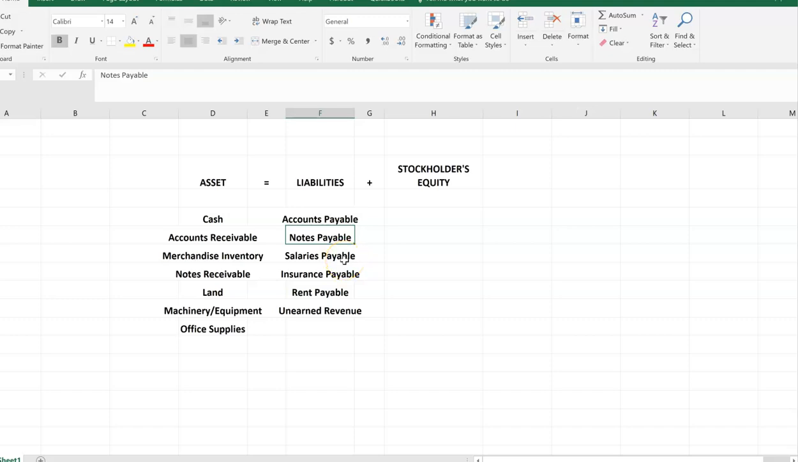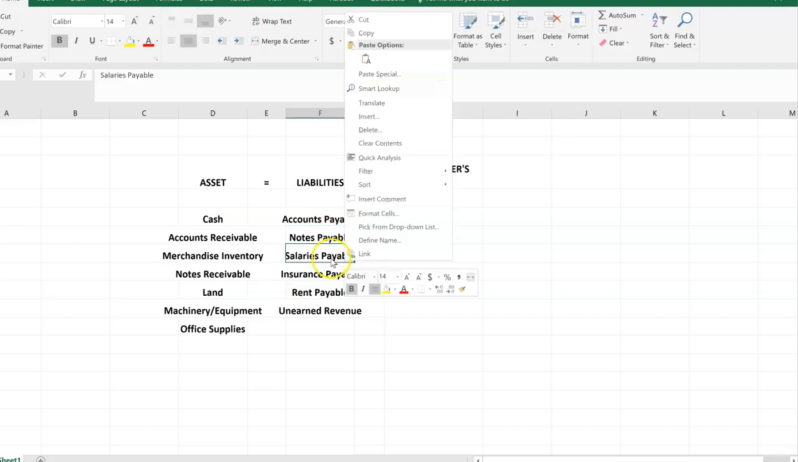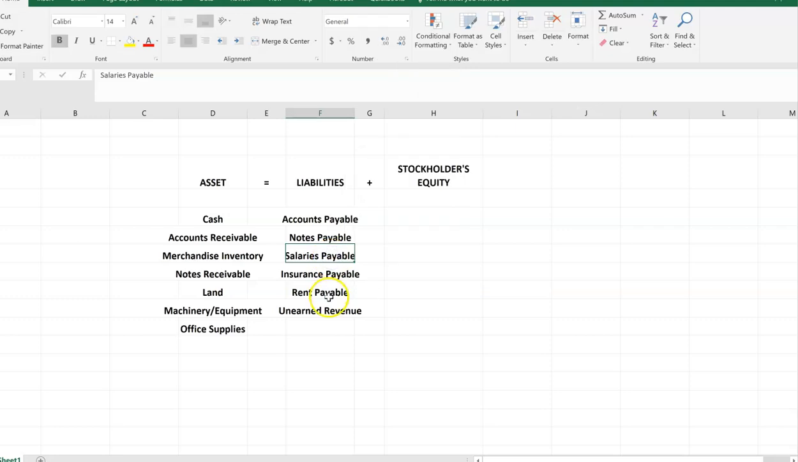Salaries payable. Those are the money my employees have worked. The time has passed. I owe them their salary. I've recorded it on the books at the amount of money I owe them. Insurance, rent, same kind of things. These are money I owe to the insurance company, the rent company.